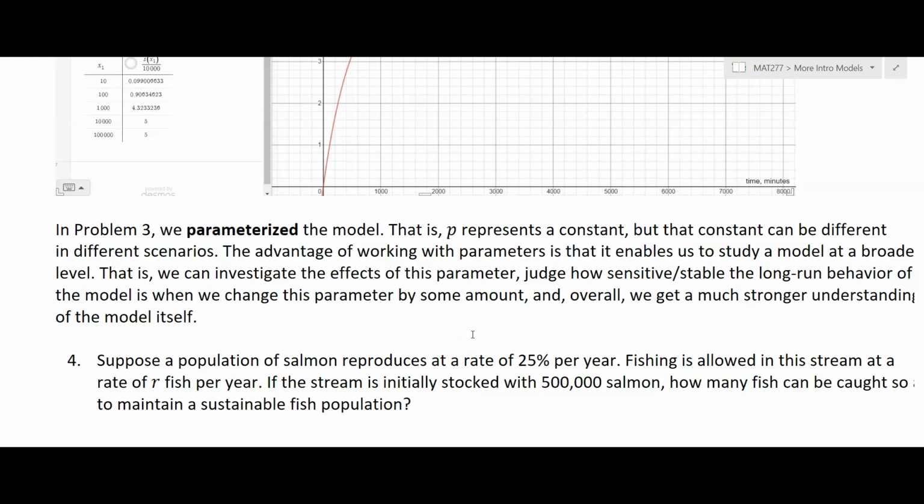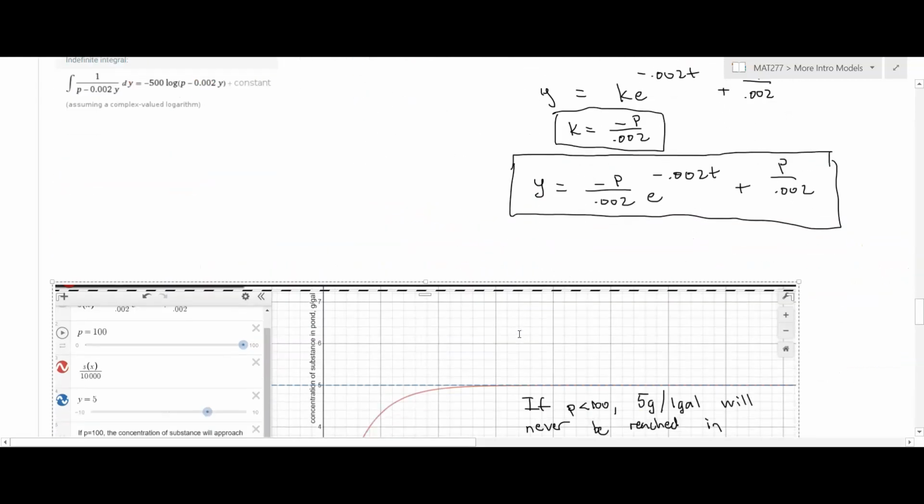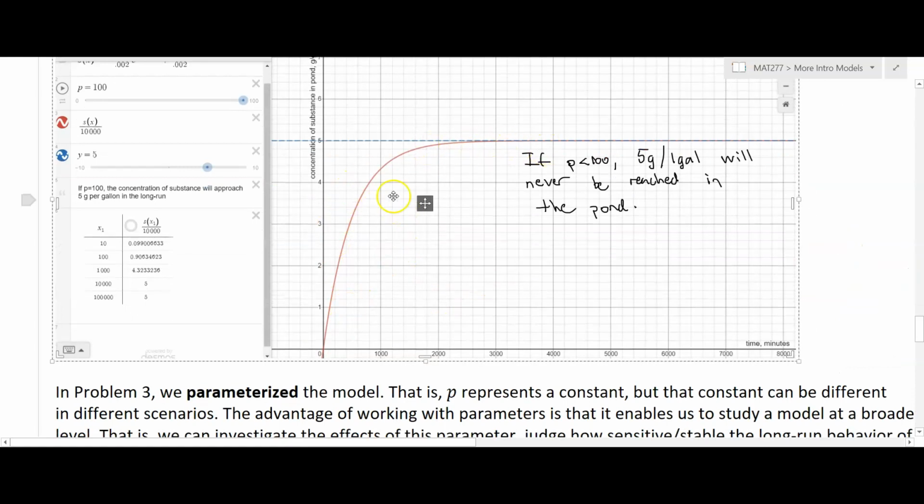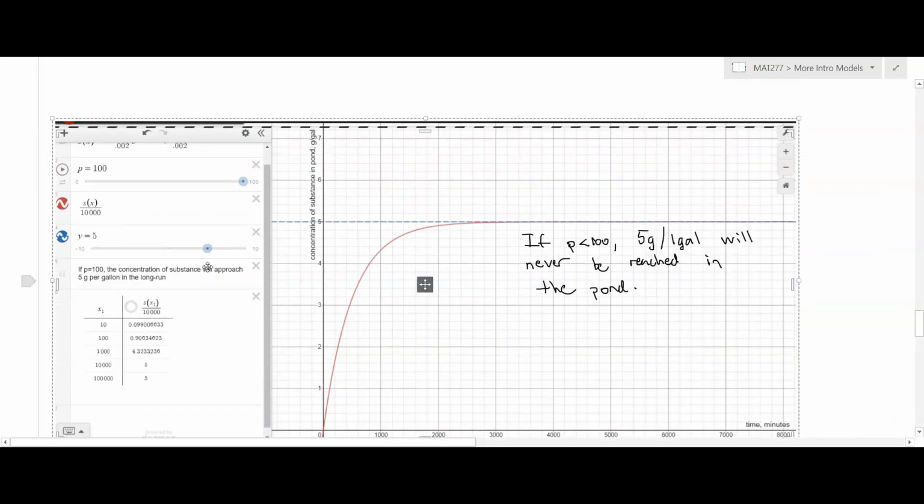And also we can do a sensitivity analysis or stability analysis and figure out, does changing that parameter really affect the long-run behavior of the model? In this case it did, and the one thing that we noticed was that the peak of this curve got higher and higher as we increased the value of p. So we knew something about this model that we maybe wouldn't have known if we had just stuck with the value of p equals 30.